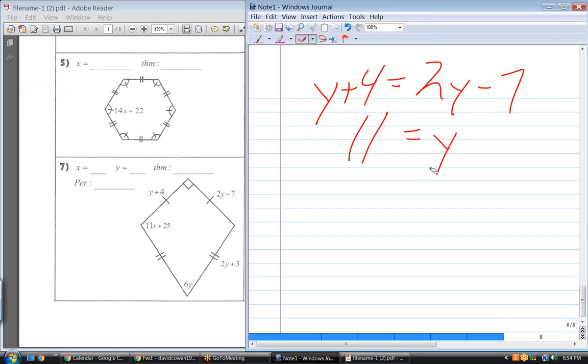Okay, now that I know y, I know that side. I know this, 2y. That's 22 plus 3, that's 25 length. That's 25 because it's the same length as that. And I can solve for what's this one. Wait, I know that angle has to be 66 degrees.